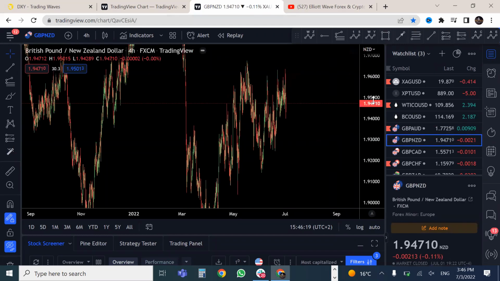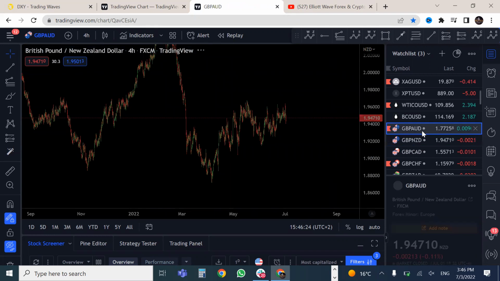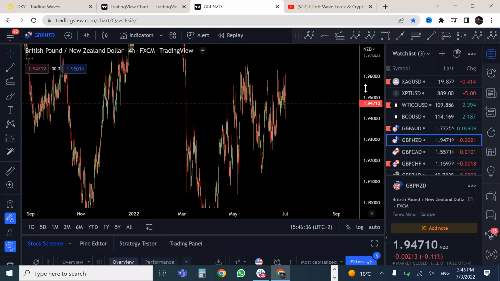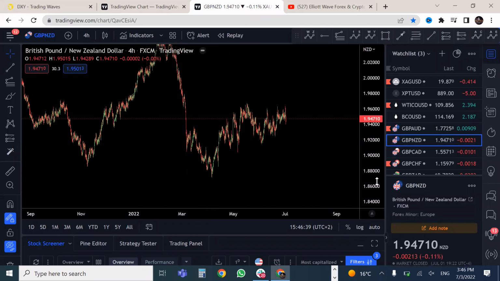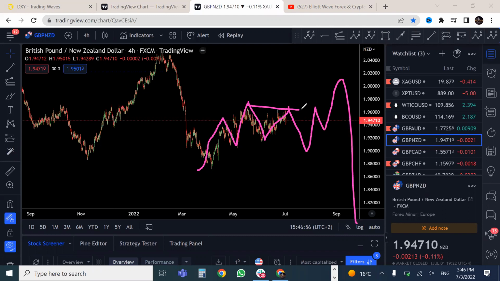Now this is New Zealand. New Zealand has been a bit tricky. Let's have a look here on New Zealand. So we said pound can push slightly up higher and then drop. And now pound New Zealand is 1, 2, 3 up, 1, 2, 3 back, possibility of another 1, 2, 3 down before we make another 3 waves like that. Okay.